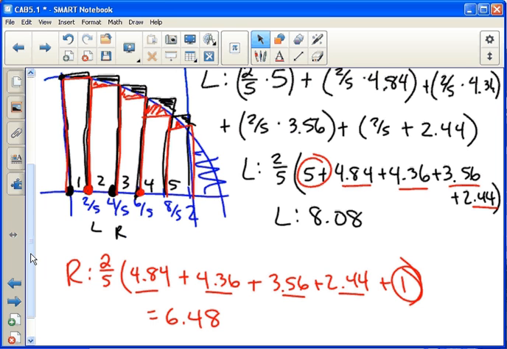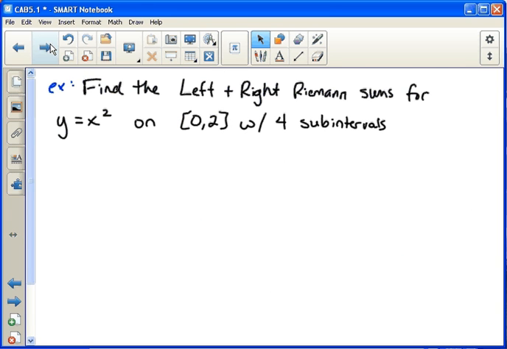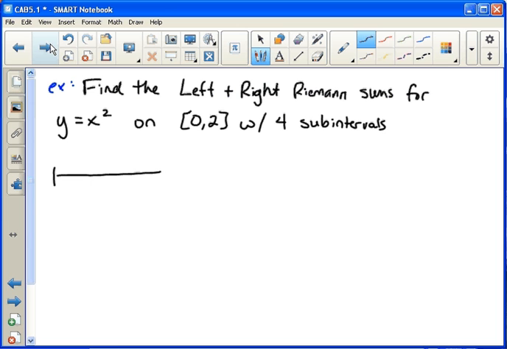Alright, so let's do the same thing here. Find the left and right Riemann sums for y equals x squared on 0 to 2 with 4 subintervals. So for this one, I'm not going to draw the whole picture. I just want to show you what I would recommend you draw. And that's really just the number line. So we're going from 0 to 2, and we're splitting it in 4 pieces. So the total distance there is 2, and we're splitting it in 4 pieces, so each piece should be 1/2. So those would be my intervals. And that much I would recommend you write.